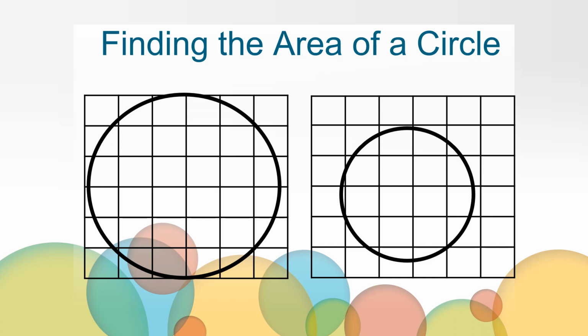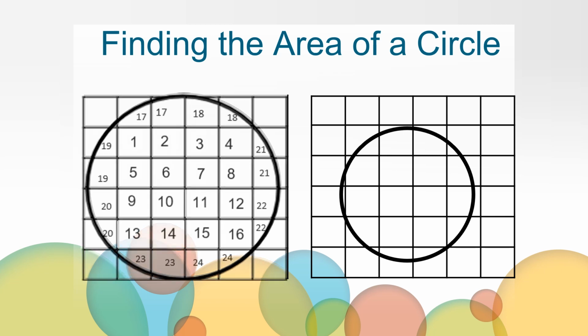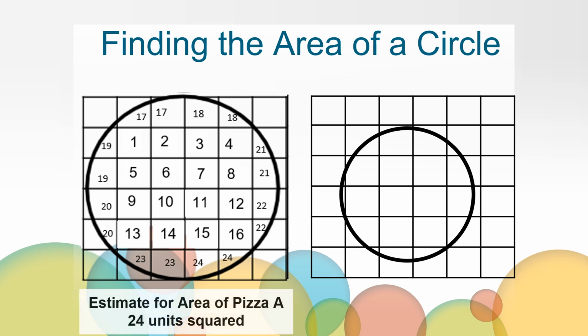Let's just take a moment to think about how we would estimate the area of this pizza. So we're thinking about pizza A, and we can count 16 whole square units, and then we can estimate by combining parts of square units. So again, when I'm combining these parts, it's not that it makes one whole square unit, it's that we're estimating. So our estimate for the area of a circle is 24 units squared.